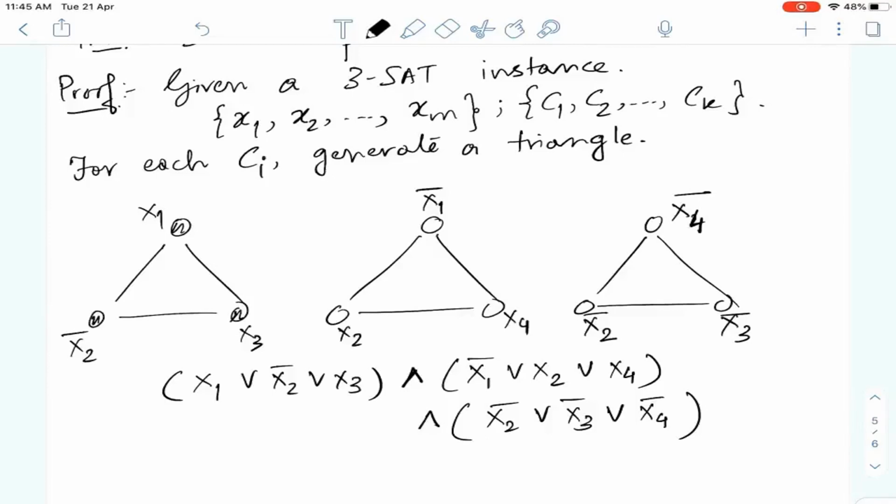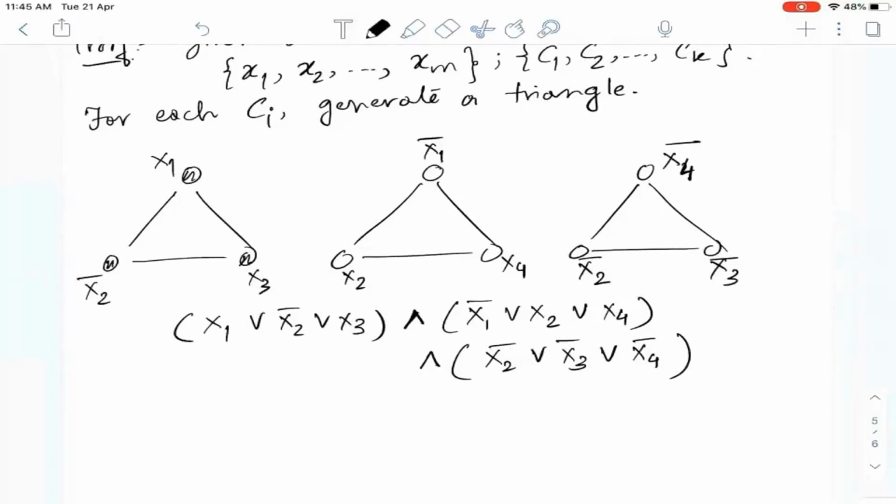Further, I do something more. This is not enough to complete the reduction. I add some more edges in my graph. The reason I add some more edges is the following: let's think for a minute of what I want. Given, let's say, I give you a yes instance of the 3-SAT problem, that's an assignment of the x1 to xm variables.